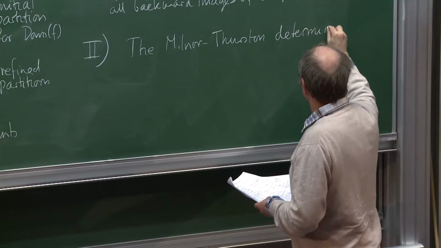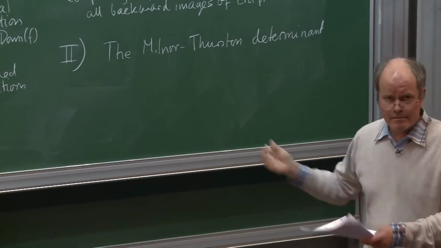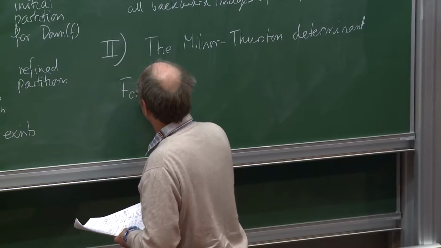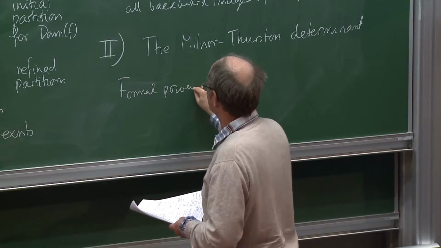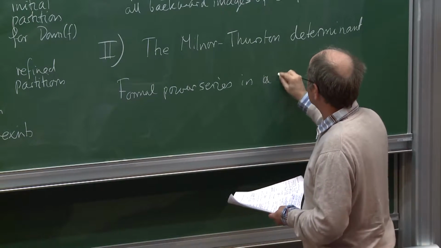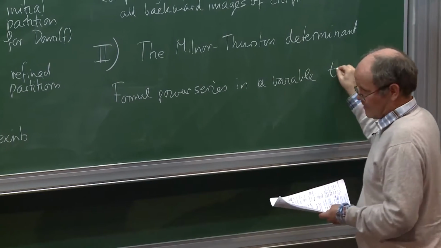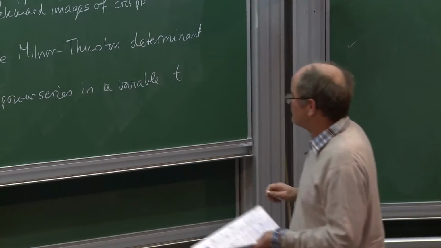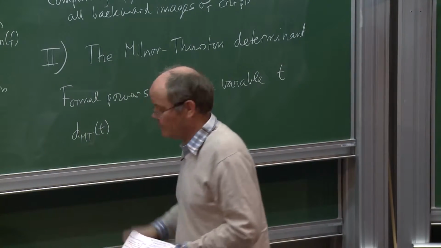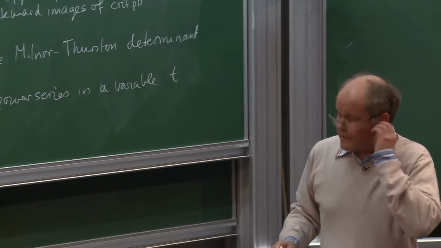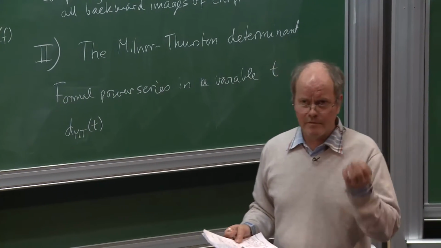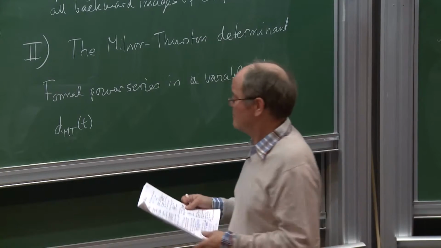So I'll talk a little bit more about how you construct it a little bit later on. But for the moment, let me just say it's a formal power series in a variable called t, say. And the formal power series D_MT of t, MT for Milnor-Thurston, is expressed in terms of powers of t, of course, but then of forward orbits of critical points.